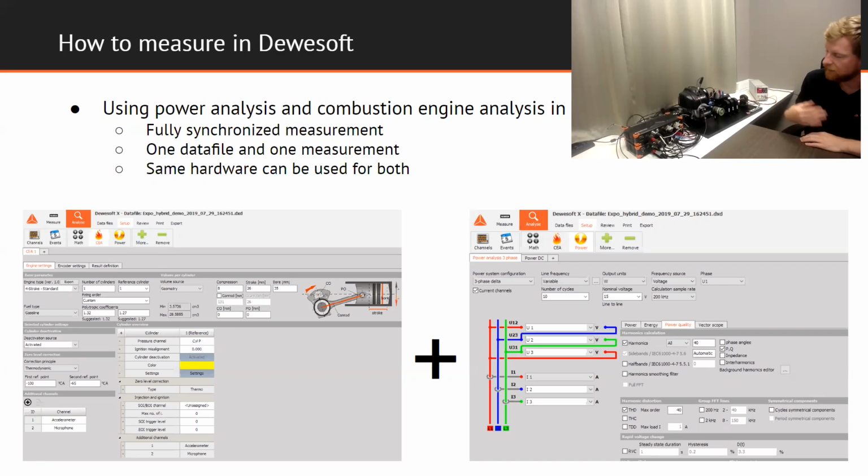So usually only the electric motor is being developed up to a certain point, and the combustion engine is being developed by itself. But when we put the system together, we need to also measure if it is working together as it should be. So we can have at the end of the measurement only one data file for the complete powertrain, and we can use the same hardware for both.